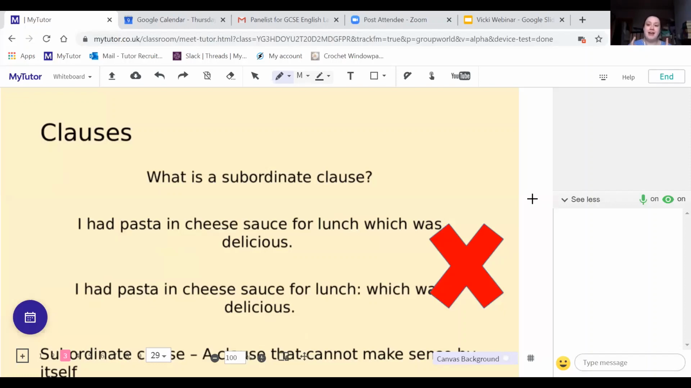You don't necessarily need it. It can be deleted. And the takeaway with subordinate clauses is that it needs to be attached to a main clause in order to make sense. So for example, if we were going to use colons as well, we couldn't put a colon in between the main clause and the subordinate clause. So it doesn't make sense.